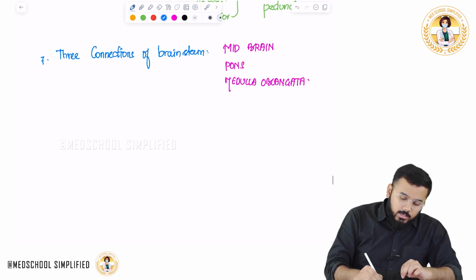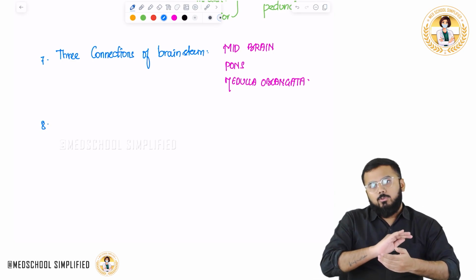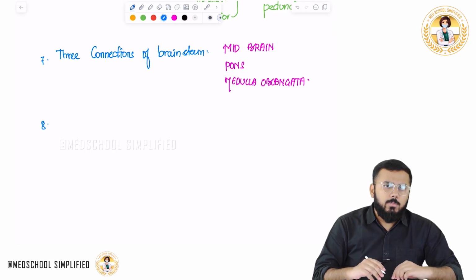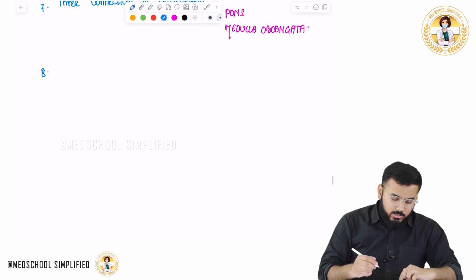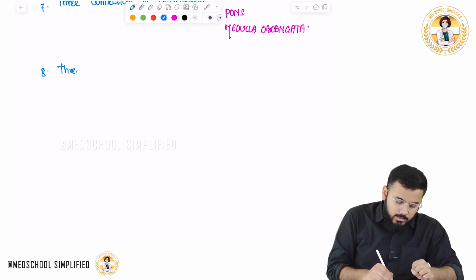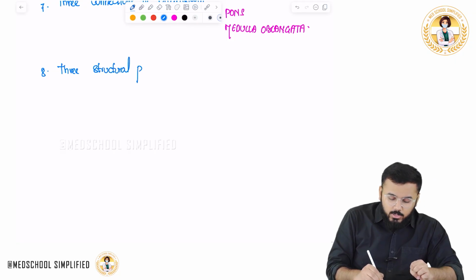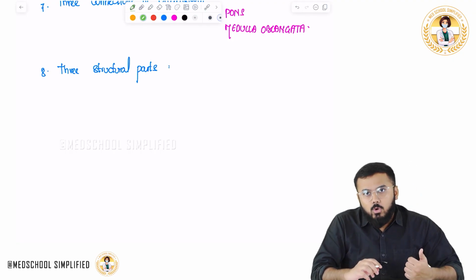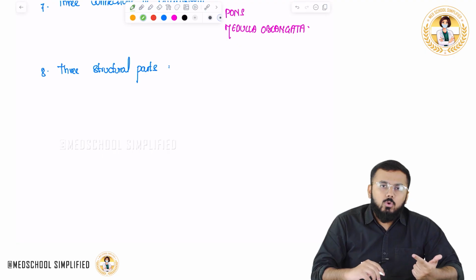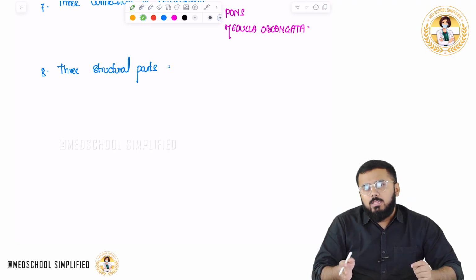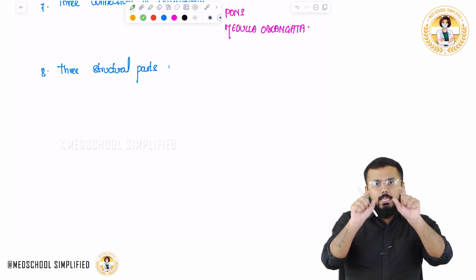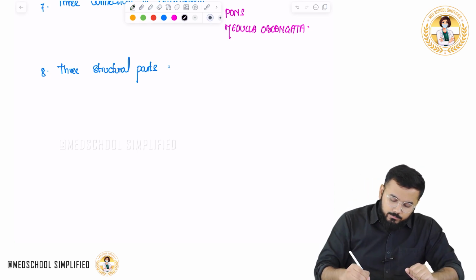Okay, next, if you look at the cerebellum, when you have the cut section of the cerebellum, inside the cerebellum, what are the structural parts? There are three most important structural parts. Can anyone tell what are the three important structural parts? One is called gray matter, another one is called white matter, and between them, let me draw this thing.